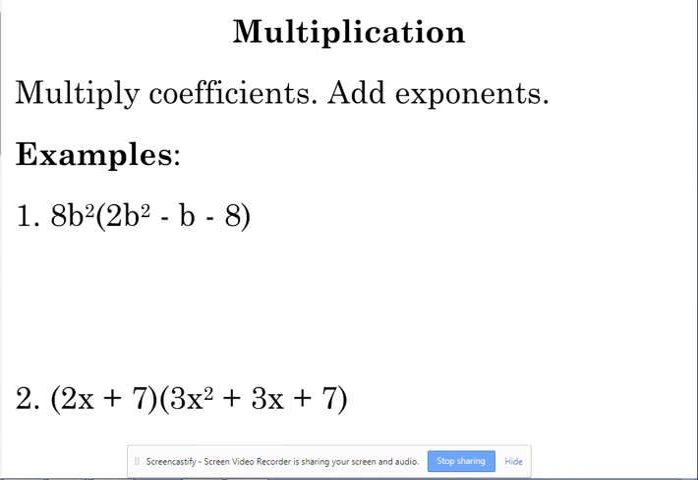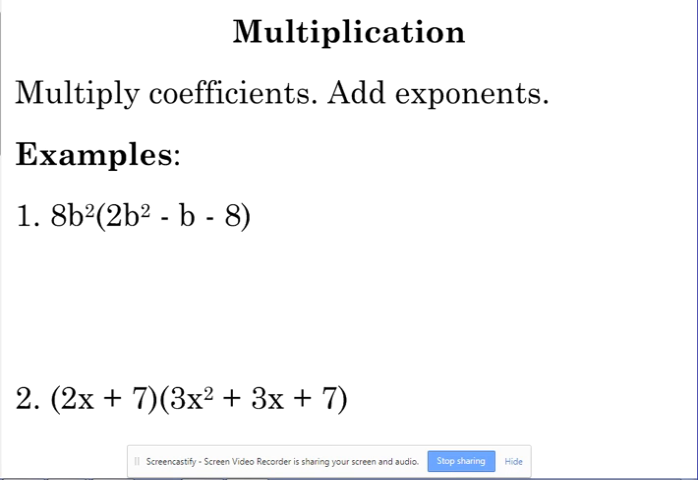Anything. We can combine any terms that we want to using multiplication, and here's how we do it. We multiply the coefficients, we multiply the numbers that are in front, and we add the exponents. You already know this, I'm just reminding you of it. So let's start with this simple example.